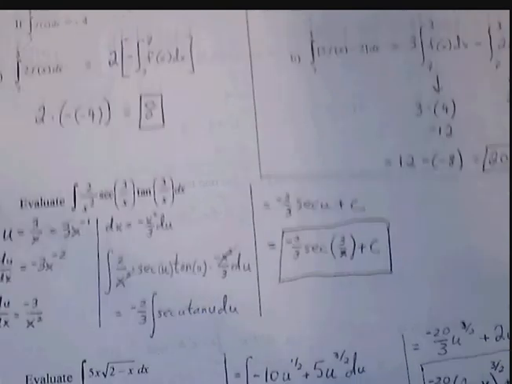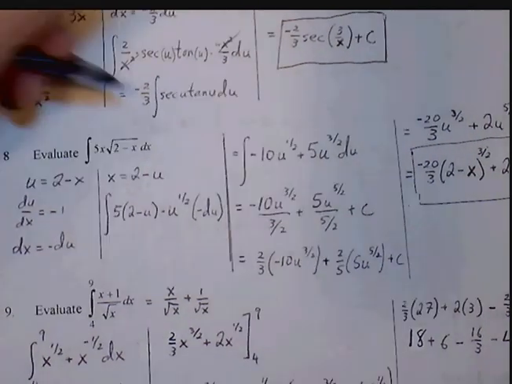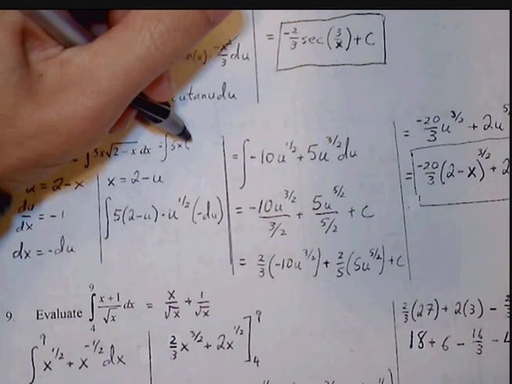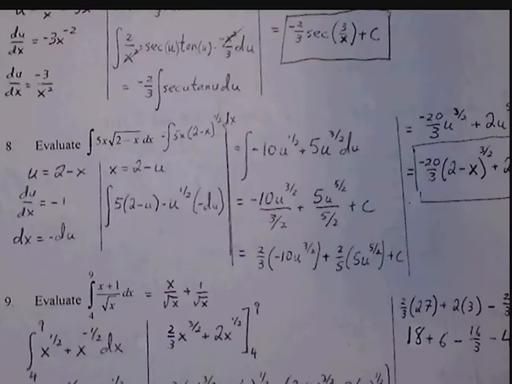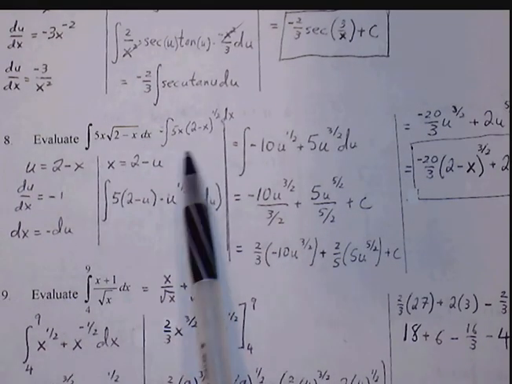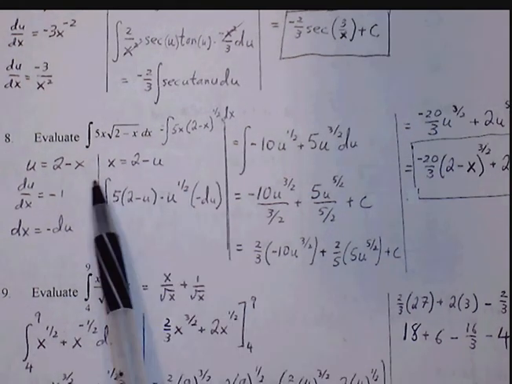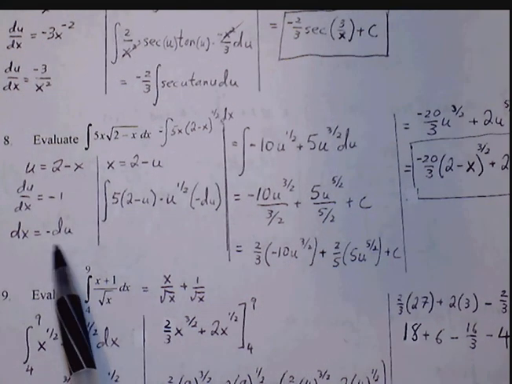All right, number 8. Okay. We can rewrite our problem as the definite integral of 5x times 2 minus x to the 1/2 dx. Once we see the rational exponent, we can identify the u value to be 2 minus x. du over dx is negative 1. dx equals negative 1 du. We make our substitution.